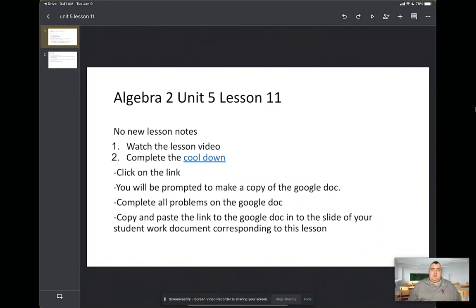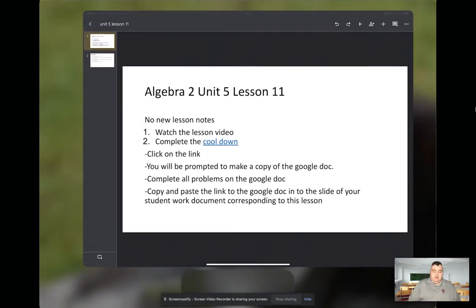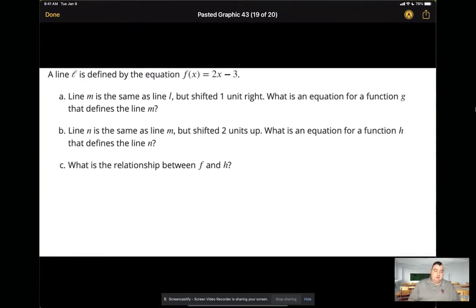So lesson 11 of Unit 5 is actually the very last lesson of Unit 5. There are no new lesson notes here, so let's go right into the examples that I've chosen for you. A line L is defined by the equation f of x equals 2x minus 3. Line M is the same as line L, but shifted 1 unit to the right. What is an equation for a function g that defines line M?